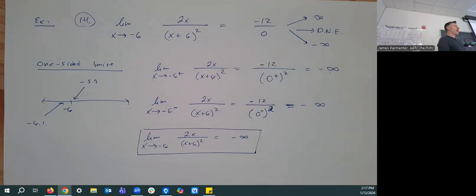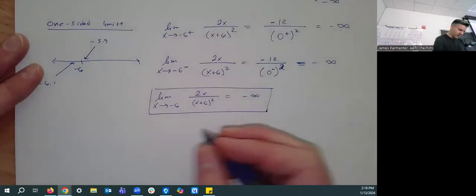What this really means graphically, and this is very, very standard, when you have limits as x approaches finite numbers that end up being infinity or negative infinity, you have a vertical asymptote. Graphically, and we probably already knew that because of course, if you plug in negative 6 for x, you're dividing by 0, and that gives you a vertical asymptote.